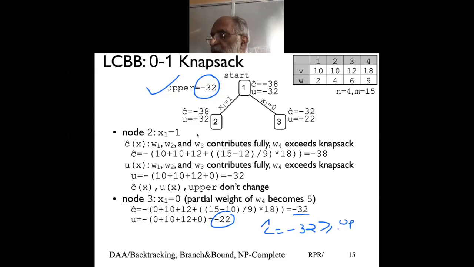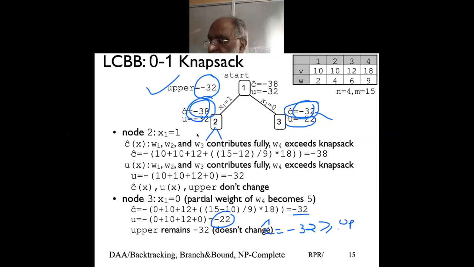So we maintain this as a live node. We know this is the upper bound we can get, this is the estimated cost, and we'll keep exploring but keep it as a live node. But look at the lowest. This is my minus 38, this is my minus 32. So which is the least cost? Least cost happens to be minus 38. So we'll explore node 2 and we'll keep this in the list of live nodes. And that is what we'll basically do.